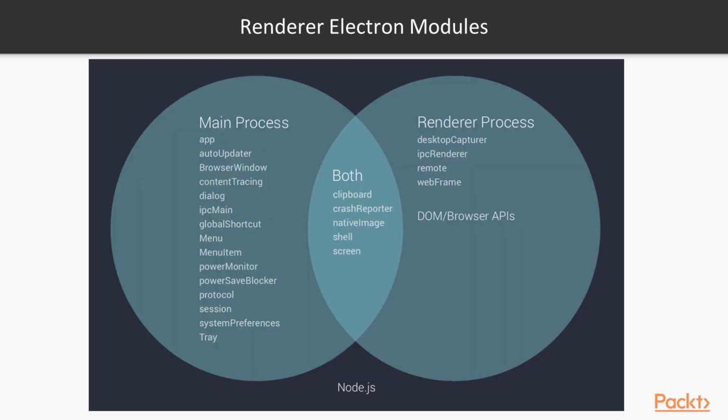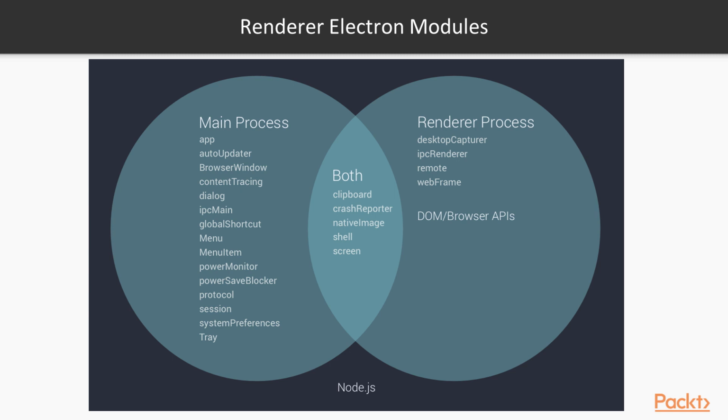Render Electron modules. For Electron modules, there are actually a couple of them, or like two types of them. One that you can include inside of the main process, and the other one that you can include inside of the render process. And there are shared ones between both of the processes that can be easily required and used without any issues.